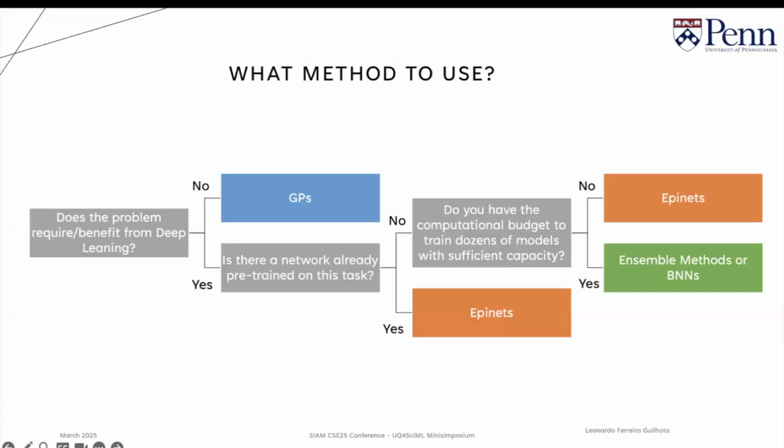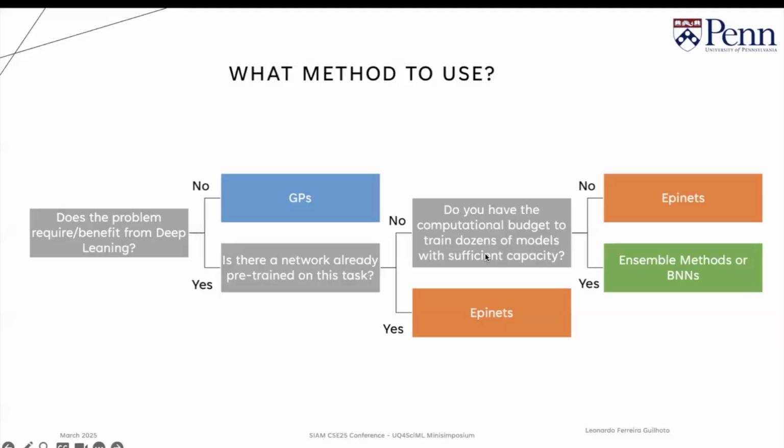Now, if you don't have a powerful neural network already trained on that task, you should ask yourself, do you have the computational budget to train dozens of models with sufficient capacity, meaning dozens of models that are large enough to capture the problem at hand? If you do have the computational budget to train a large ensemble, I would argue that doing ensemble methods or Bayesian neural networks is probably the best way to go because the uncertainty estimates given by these methods are probably a little more reliable.